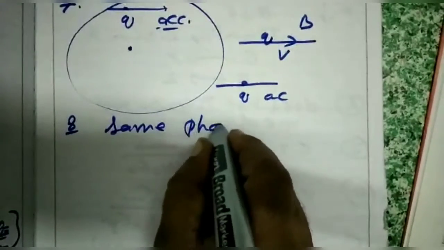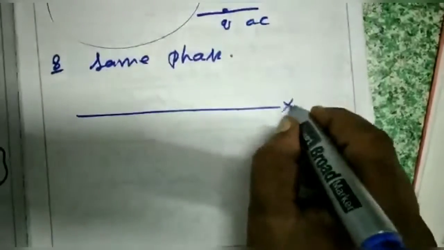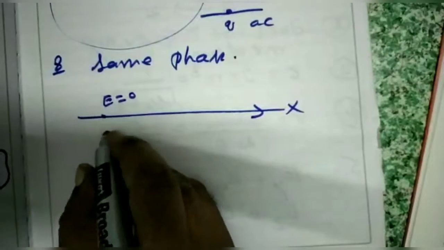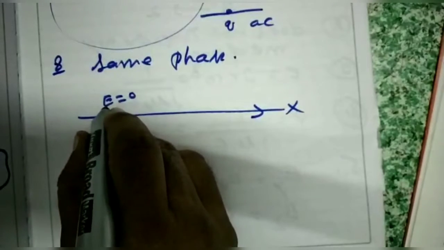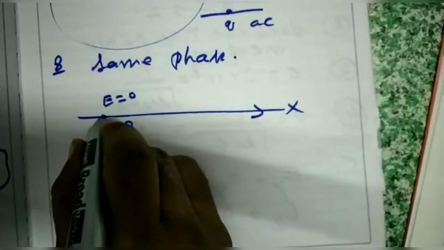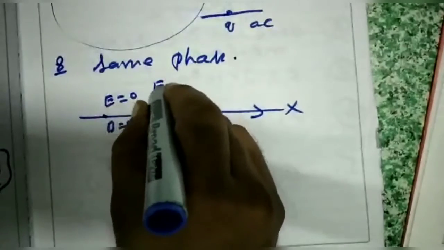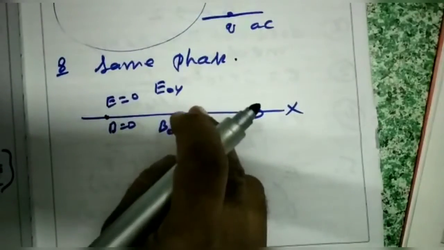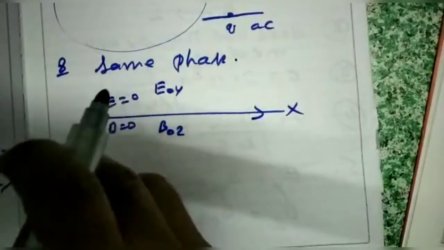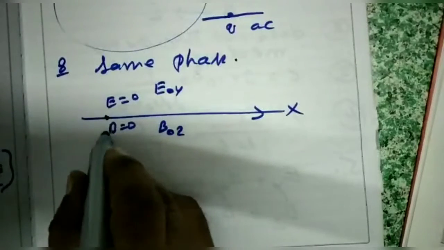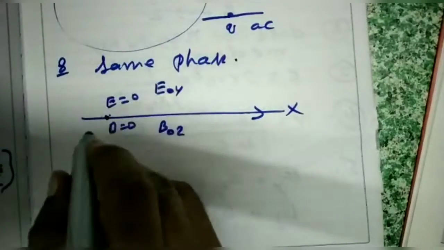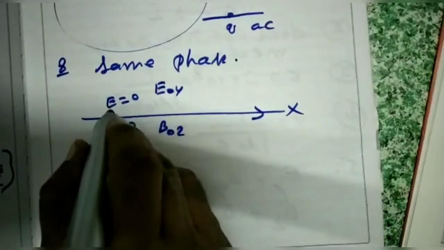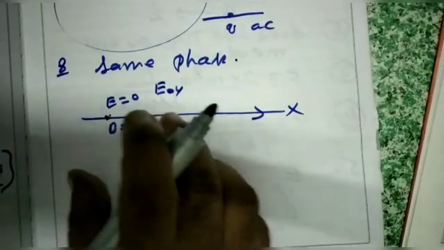What does it mean? Same phase means, for example, while the wave moves in the x direction, at any point the electric field is, say, 0, because it is an oscillating, time varying electric field. Then the magnetic field will also be 0. At that point, suppose the electric field increases to E0y, the magnetic field also increases to B0z. At any point, the electric field and magnetic field both vary in the same phase. Whenever the electric field becomes 0, the magnetic field also becomes 0. Whenever the electric field increases to E0y, the magnetic field also increases to B0z. And whenever the electric field again becomes 0, the magnetic field also becomes 0 at the same instant of time. That is how they vary in the same phase.